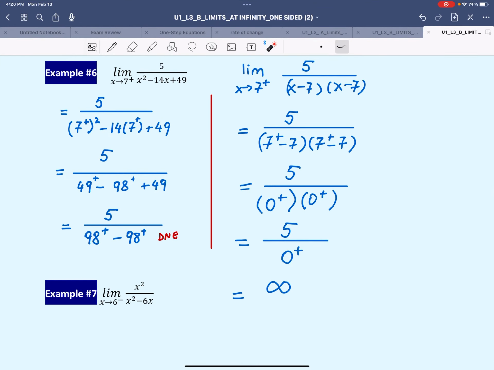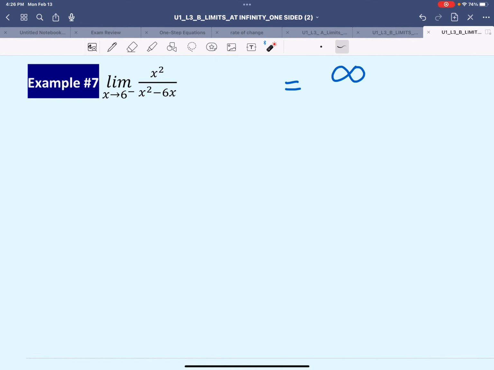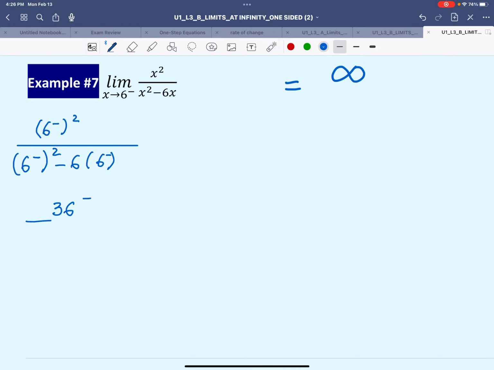Let's move on to our last example. So this time we have example 7. Limit as x approaches 6 from the left of x squared over x squared minus 6x. So this time, again, I will try direct substitution, see if it works. So I have 6 minus to the power of 2 over, down in the denominator, we have 6 minus to the power of 2 minus 6 times 6 minus. So 6 minus to the power of 2 would be 36. So this would be a little bit less than 36 because it's 5.999 squared. So I'll write that down here.